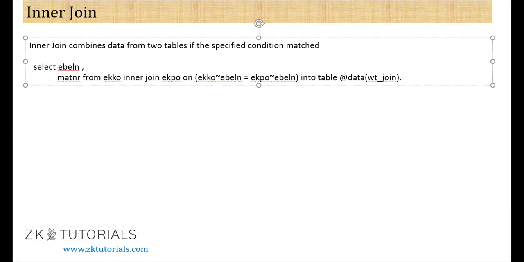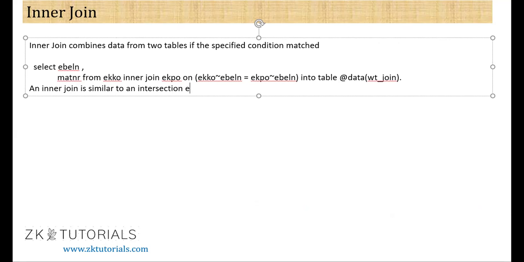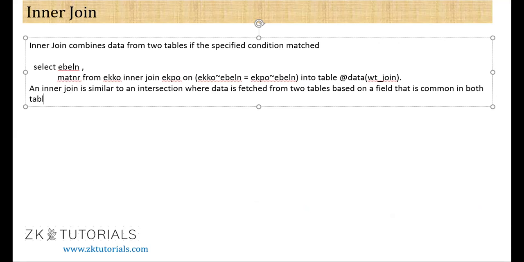Is this clear, guys? So inner join is similar to an intersection. We have already seen what an intersection is. It will fetch the common details between the two tables. Intersection is where data is fetched from two tables based on a field that is common in both tables.